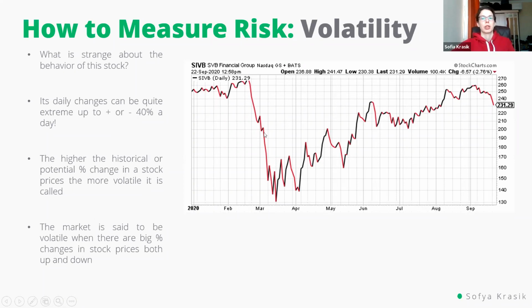So what's volatility? What's a volatile company? The higher those jumps in price, up and down, the higher the volatility of the stock is. So that's basically the definition. Those big jumps of the company price are called volatility. And the market is said to be volatile if there are big price changes on a regular basis, ups and down.